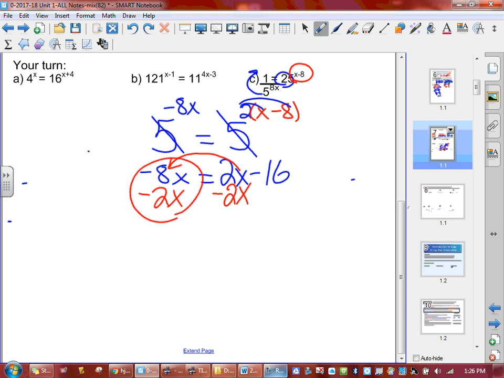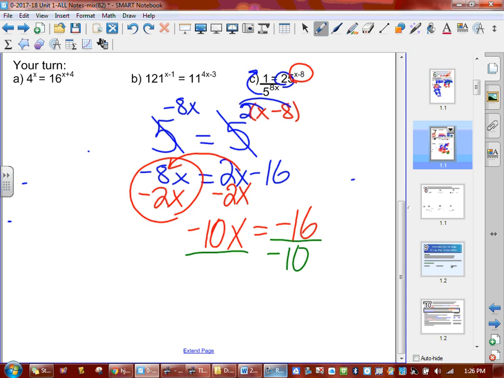Now we're going to divide out the negative 10. Basically all it does is give us a decimal point. So dividing out negative 10, x equals positive 1.6. Okay? So that's what we're going to get for those. You have to take it step by step by step. Okay, slow it down.